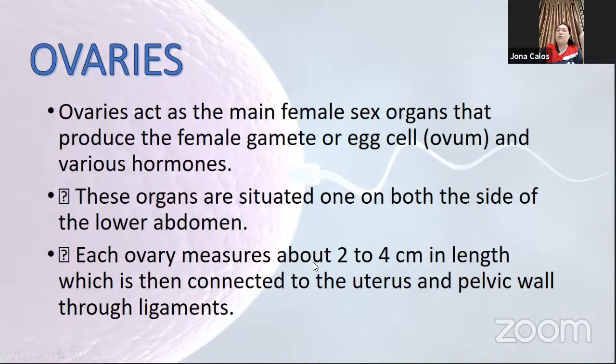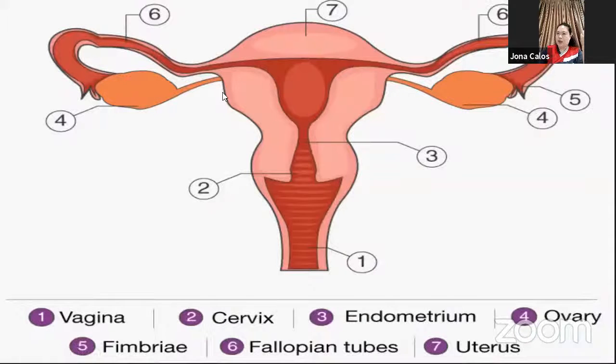Each ovary measures 2 to 4 centimeters in length, which is connected to the uterus and pelvic wall. So it is attached here. This is the uterine wall, and this one, the fallopian tube. And the fimbriae that I keep mentioning is this one, the hand-like projection at the end of the tube.